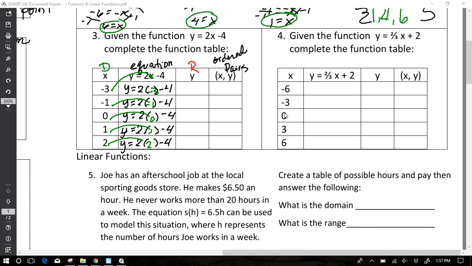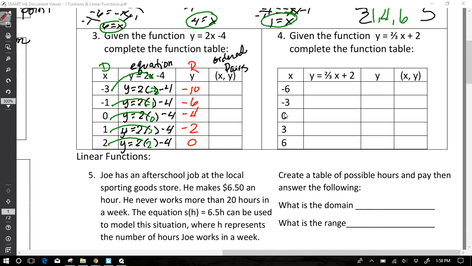Now what I have to do is to simplify this equation. So I'm going to do some mental math. You don't have to write this down. I have 2 times negative 3, which is negative 6, and negative 6 minus 4 is negative 10. Let's do the next one. 2 times negative 1 is negative 2. Negative 2 minus 4 is negative 6. 2 times 0 is 0. 0 minus 4. 2 times 1 is 2. 2 minus 4. And then 2 times 2 is 4, and 4 minus 4. So I have found all of my range values.